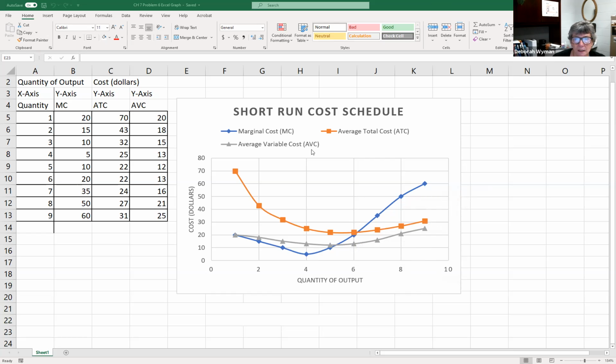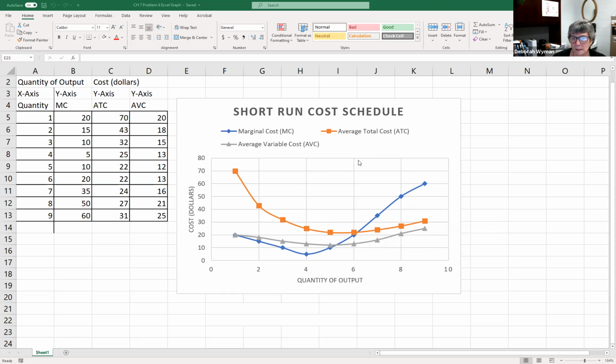Then you have the average total cost, which is orange. You can see this is plotted right here. You can just see what they are when you hover over there. 1 and 70, 2 and 43, 3 and 32, 4 and 25, 5 and 22, 6 and 22, 7 and 24, 8 and 27, and 9 and 31. And then the gray line is the average variable cost right here. So these are all plotted.